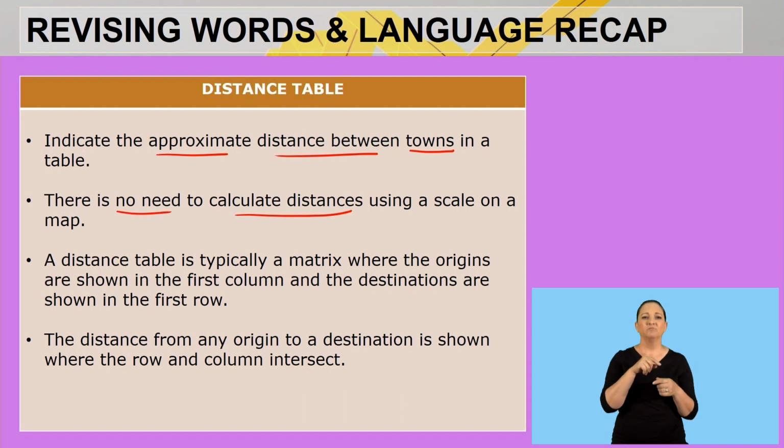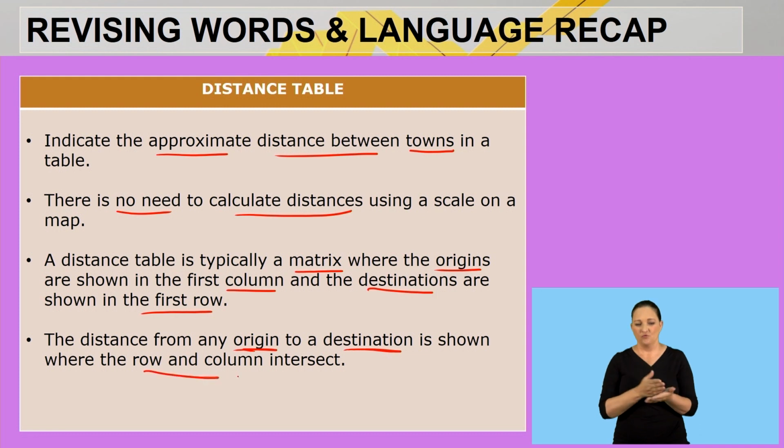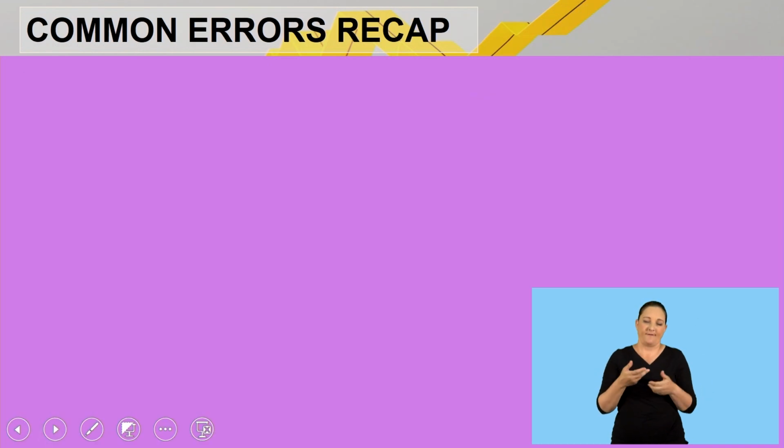For example, a distance table is typically a matrix where the origins are shown in the first column and the destinations are shown in the first row. So the distance from any origin, meaning where we start, to our destination is shown where a row and a column intersect. And we indicated the word intersect simply means where the two places meet. All right, so that's what we've looked at.